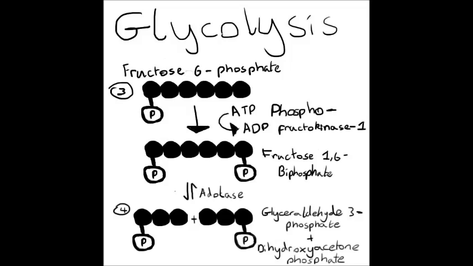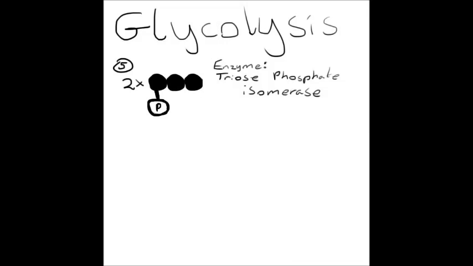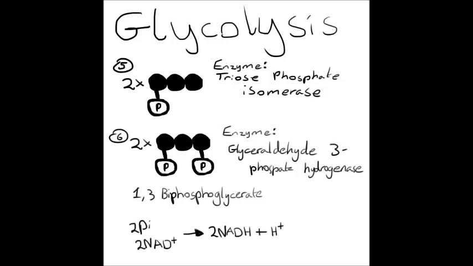Aldolase then splits apart the molecule into both glyceraldehyde 3-phosphate and dihydroxyacetone phosphate, but we can't use the latter, and so triose phosphate isomerase is used to convert it into the former. These two copies are then phosphorylated again via glyceraldehyde 3-phosphate dehydrogenase into 1,3-biphosphoglycerate. The reaction for this uses an inorganic phosphate group and a molecule of nicotinamide adenine dinucleotide, or NAD for short, and produces a reduced NAD and proton per molecule. These are used later on.